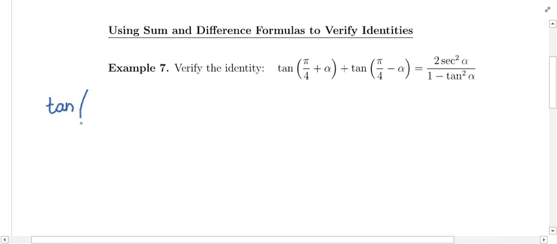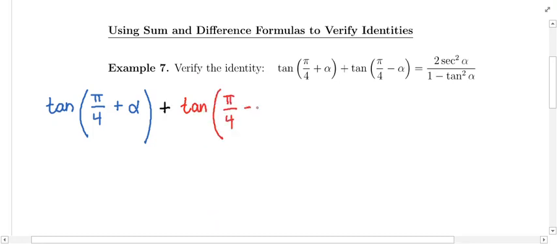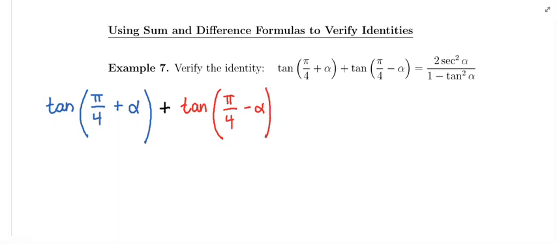So we're going to start with the left side, tangent of pi over 4 plus alpha, and then we're going to have a plus. I'm going to color code this because I'm going to be applying the sum and difference identities to each of these quantities on the left side. Then we're going to add the tangent of pi over 4 minus alpha. So what is that going to equal? Let's start with the quantity in blue.